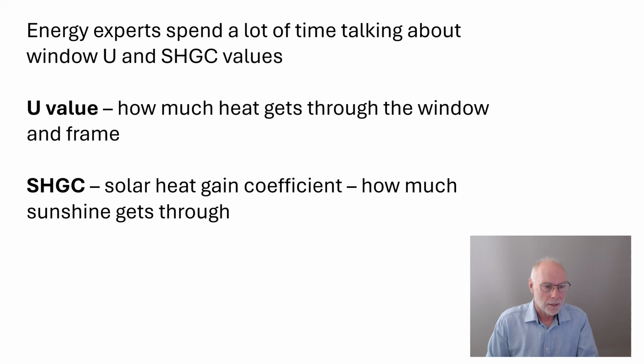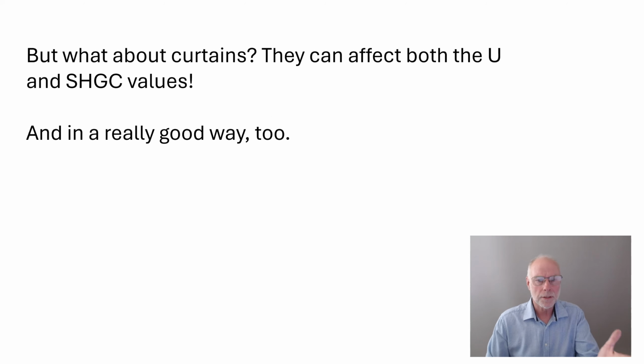The other parameter that's related to windows is solar heat gain coefficient, SHGC, which is basically how much sunshine can get in through the glass. Glass absorbs a bit of the sunshine, so how much makes it all the way through. Obviously in winter you particularly want that sunshine coming in to warm your house. But what's all that got to do with curtains? Well, curtains can affect both the U and the SHGC values, and they can affect them in a really good way.